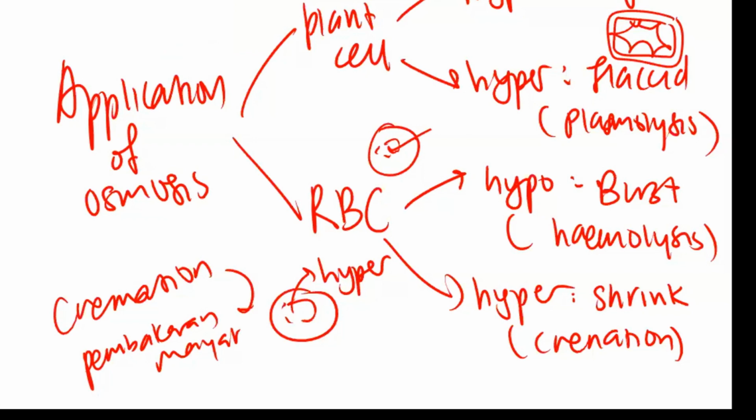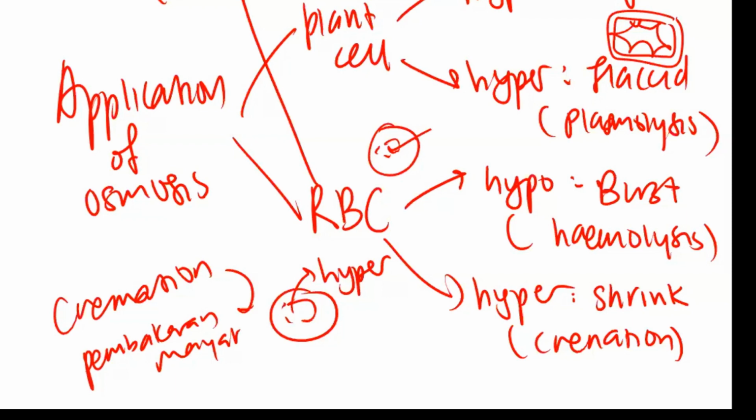Okay, guys, should be done. Let's move on. Teacher, how to describe the condition of plant cell? It remains unchanged. Don't care whether plant cell or red blood cell in isotonic solution, we say it remains unchanged. Tiada perubahan. I thought plant in isotonic will be not so turgid. Yeah, it's not. It's normal size.